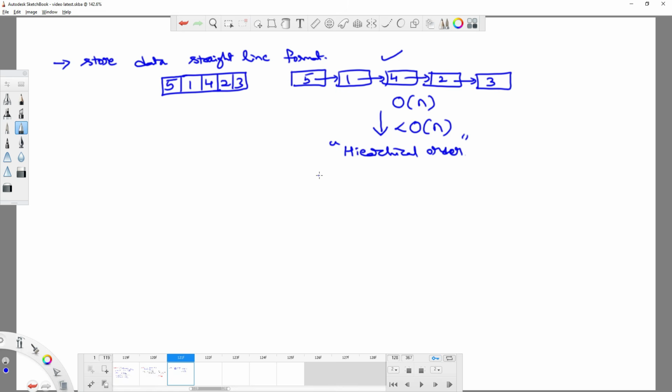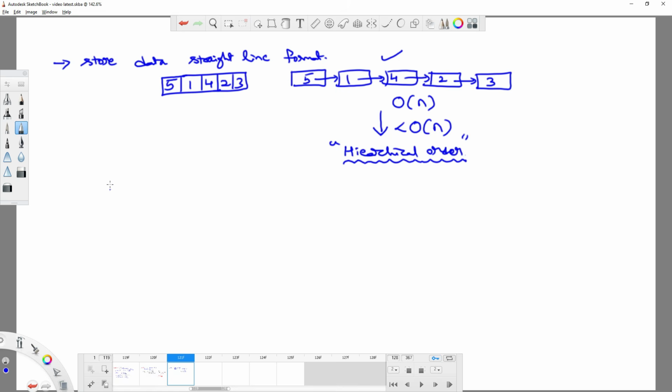Because for a particular step, you might skip n number of elements. That's where the simple solution is hierarchical. If you are able to arrange the data in some hierarchical format, definitely you will get a time complexity better than big O of n.